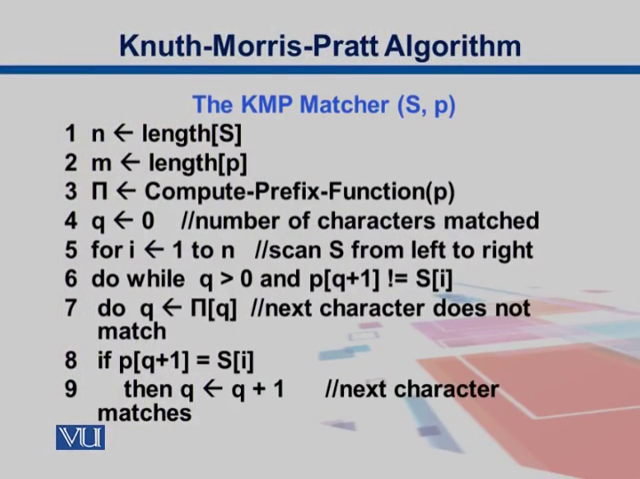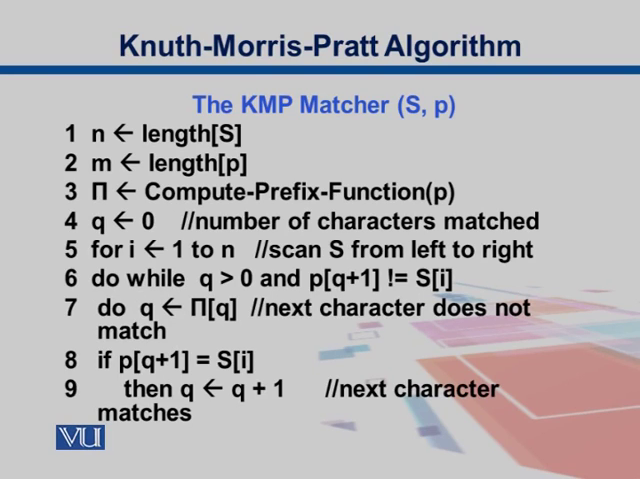So in the case of the matcher, we have already computed this prefix function, and we start with n, which stores the length of s, that is the string. m stores the length of p, and we take a variable q that stores the number of characters matched. And then we incorporate a for loop from 1 through n, so that scans through the string, the search space, from left to right.